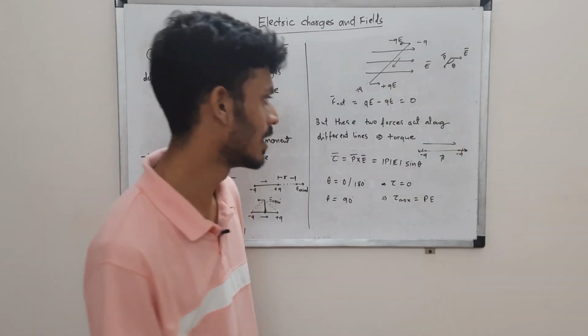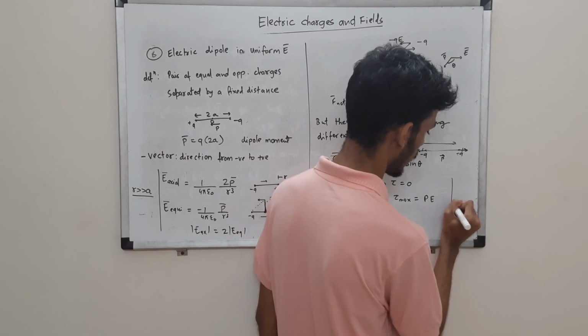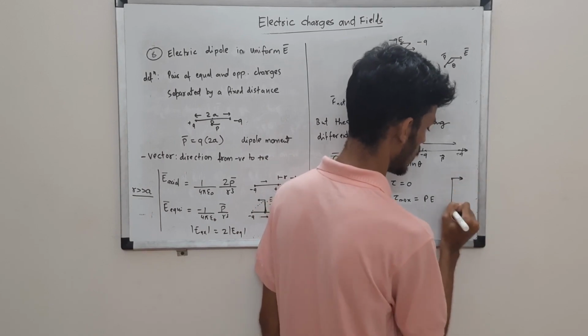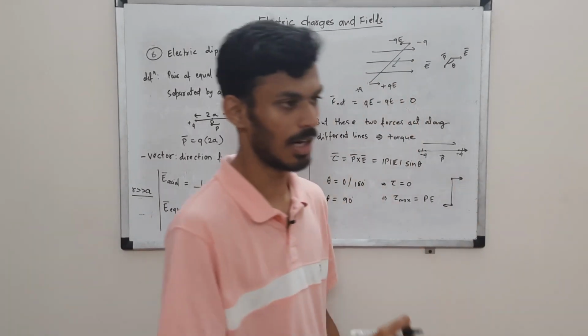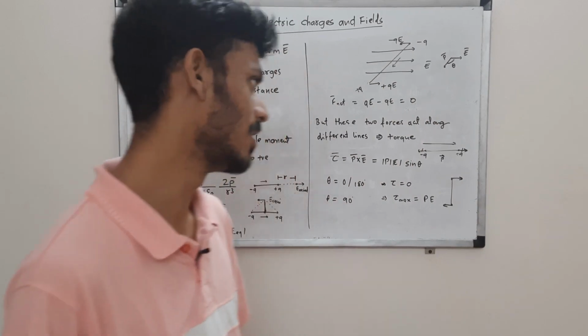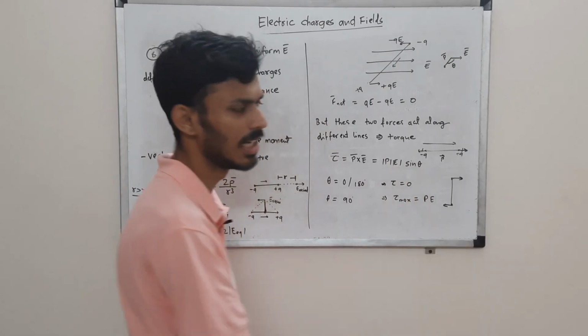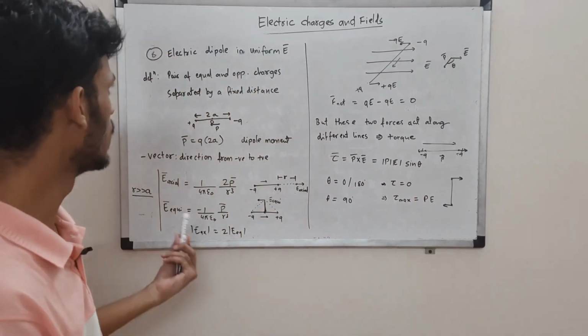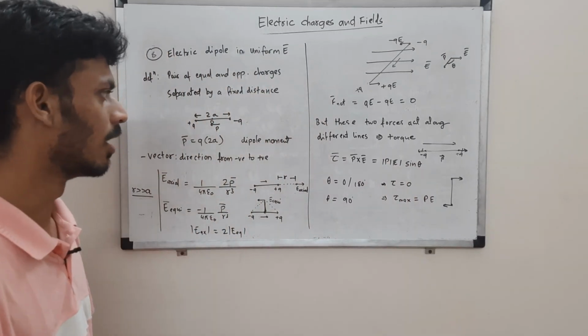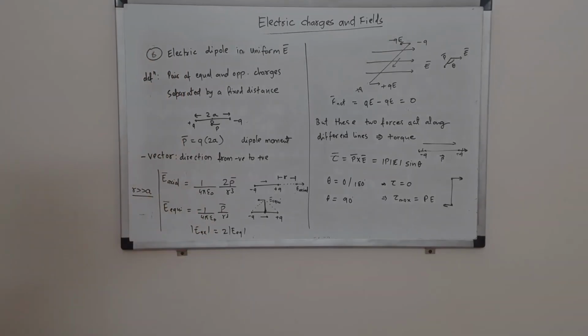And when it is 90 degrees, the torque is maximum, because sin 90 is maximum. Here it is QE and QE, and it will try to rotate with maximum tendency. Torque will be maximum in this case, and the value will be PE, since sin 90 is 1, right? So that's about the dipole. Let us move to the next section.